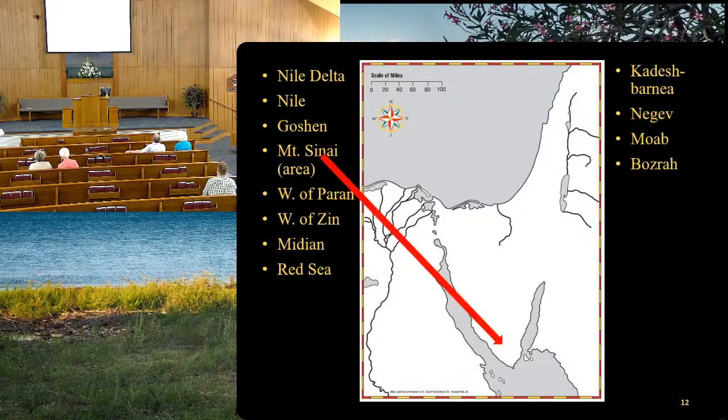And then Mount Sinai, the Sinai area and Mount Sinai. The traditional location is placed right there. Probably one of the more logical locations for where it would actually be.